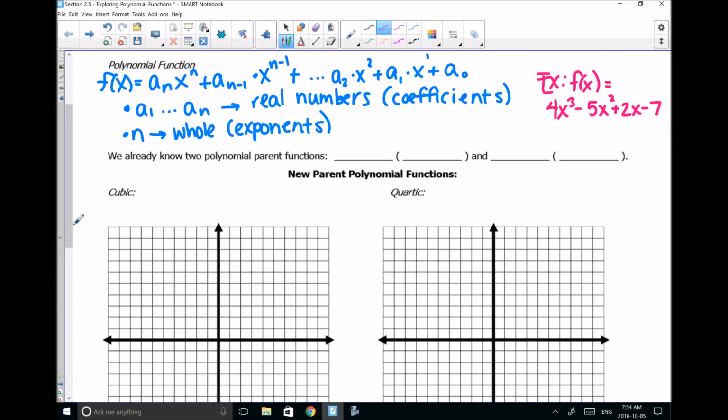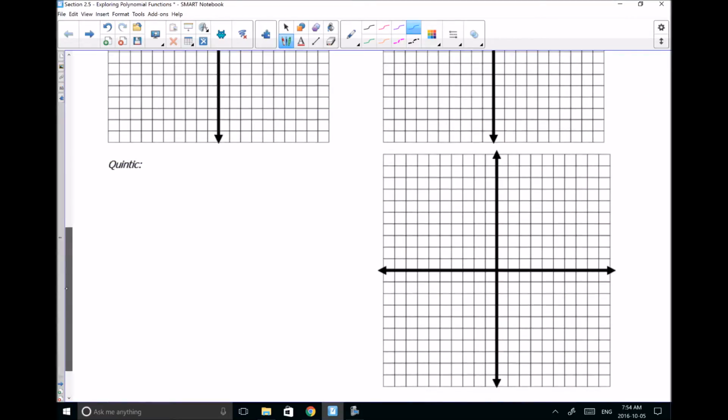Now, there are two parent functions that you guys are already familiar with. The first one is f of x equals x, which is a linear function. So this is something you already know. How is this a polynomial function? Well, it's to the power of 1, so I have a whole number exponent. That's how I know that it's a polynomial function. And then the other one that we already know is f of x equals x squared, which is our quadratic parent function. Okay? So in this video, we're going to focus more on our cubic, quartic, and quintic functions.